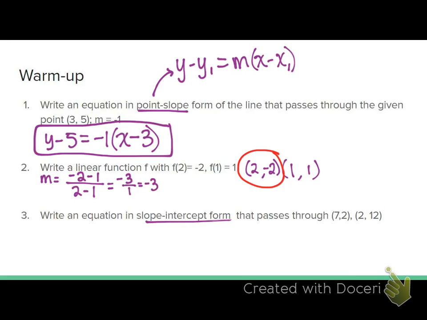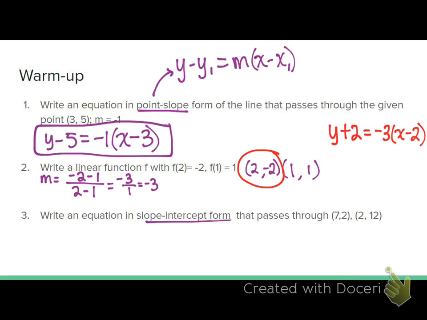I still have point slope written at the top if we need help with it. y plus 2 equals -3 times x minus 2. Good.